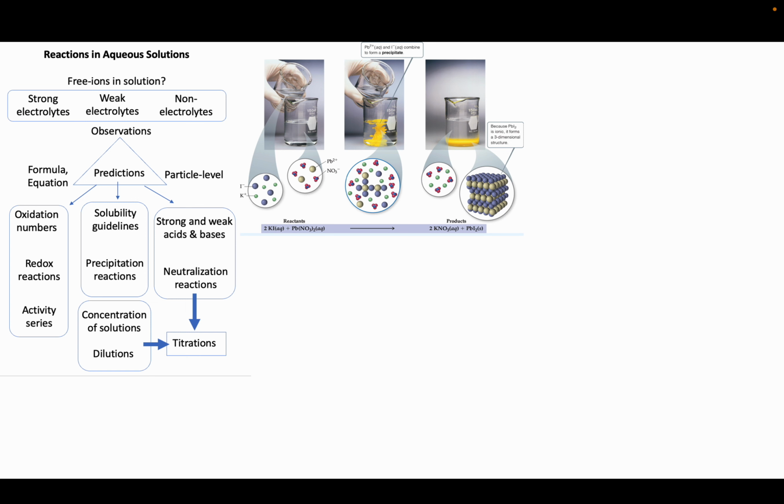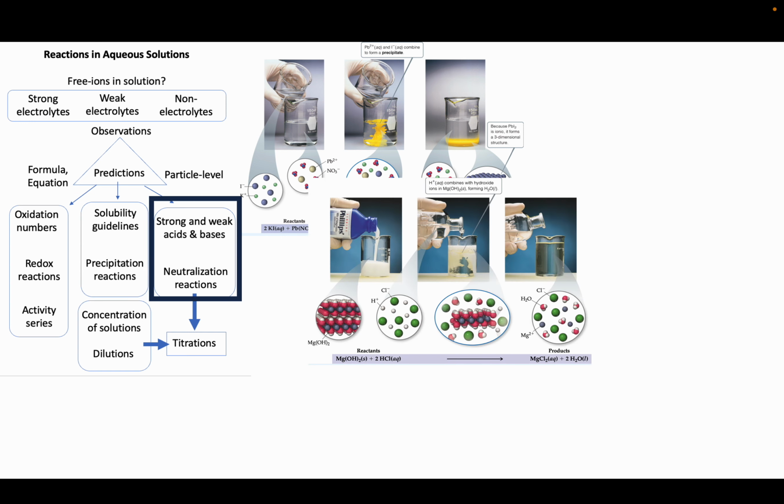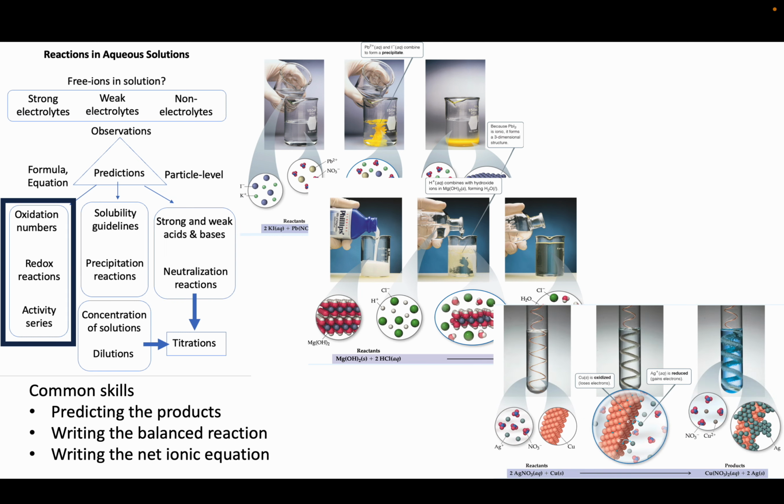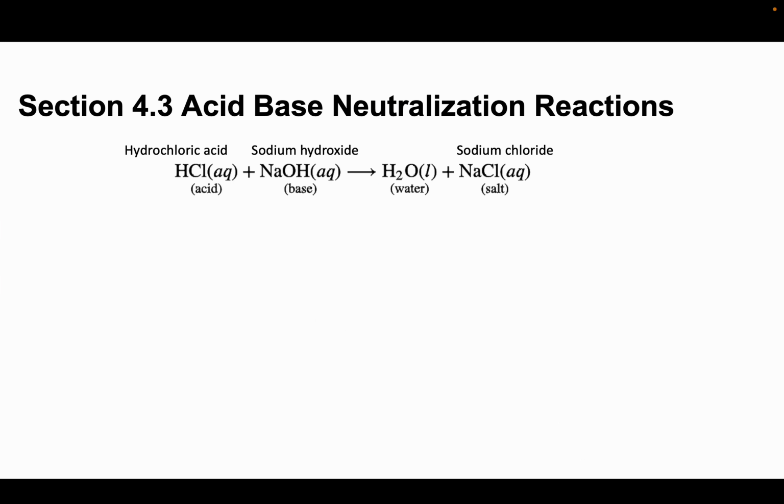Previously we looked at a reaction type that can take place in water, and that was a precipitation reaction. In today's class, we're going to look at two other types of reactions that can take place in water. The first is a neutralization reaction involving an acid and a base, and the other is an oxidation-reduction reaction, also called a redox reaction. Common skills across all three of these reaction types include predicting the products for the reaction, writing the balanced equation, and then writing the net ionic equation.